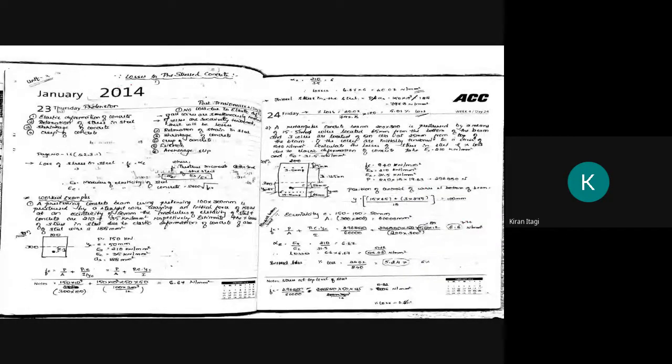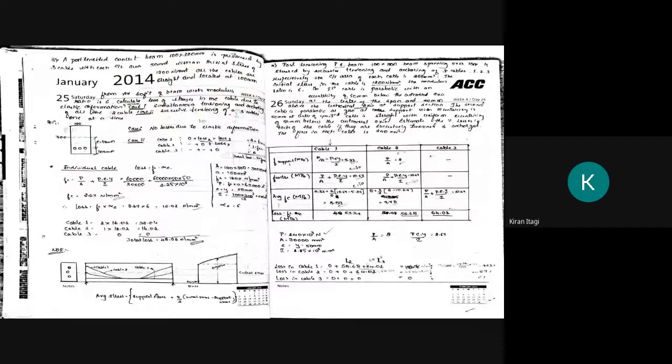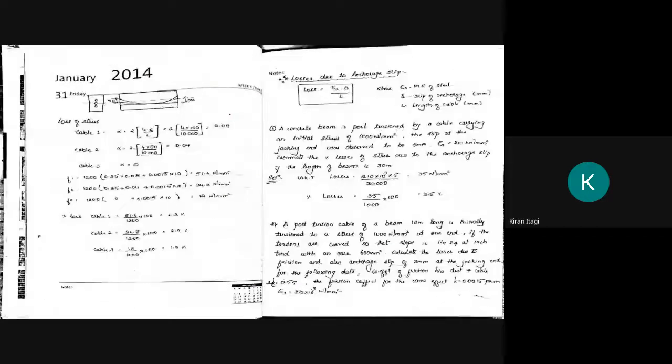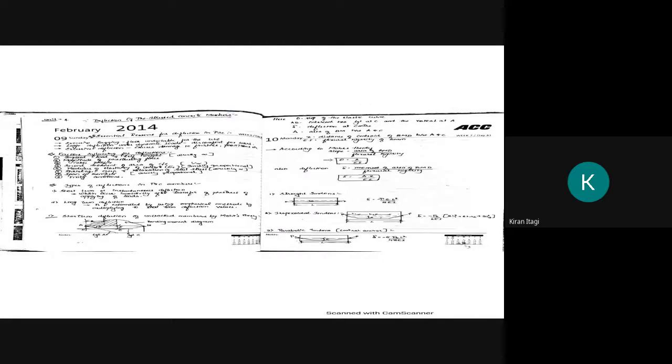Now, in the next chapter, not next unit, in the next chapter, this is most important. Okay, different types of losses. Pre-tension losses are there, post-tension losses are there. This is your second unit.